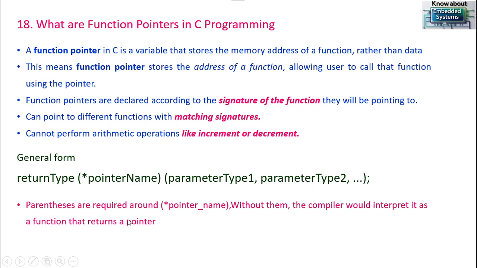So one more important thing is parenthesis and star are mandatory in the function pointer. The parentheses are mandatory in the function pointer. Without them, the compiler will understand that the function is returning a pointer address. So that is why this is also one of the important things you should remember. So this much with respect to the function pointer.